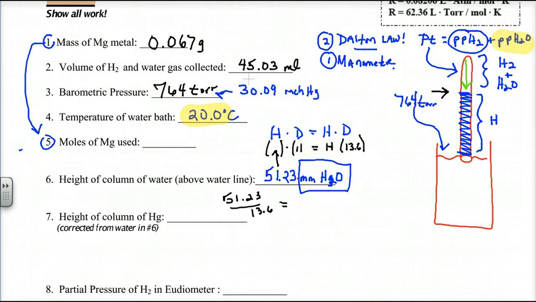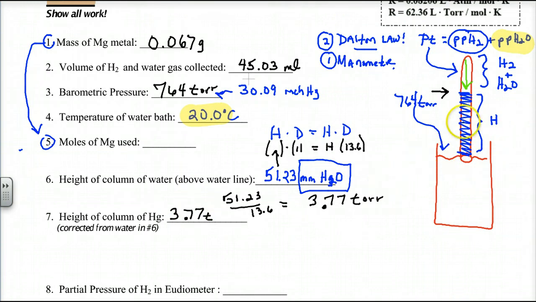So using my calculator, I get 51.23 divided by 13.6, and I get a grand total, and it's not going to be much because this really isn't that high. I get 3.77 torr, or millimeters of mercury. Torricelli, millimeters of mercury, the same thing. So the height in column mercury is 3.77. That's what I get.